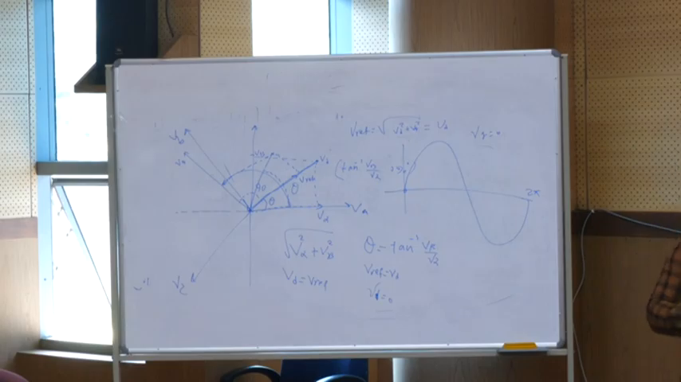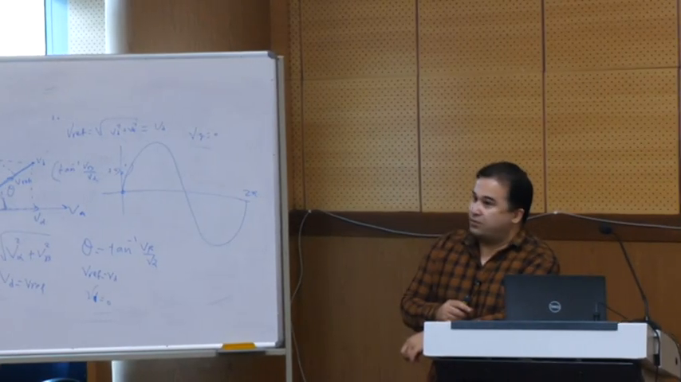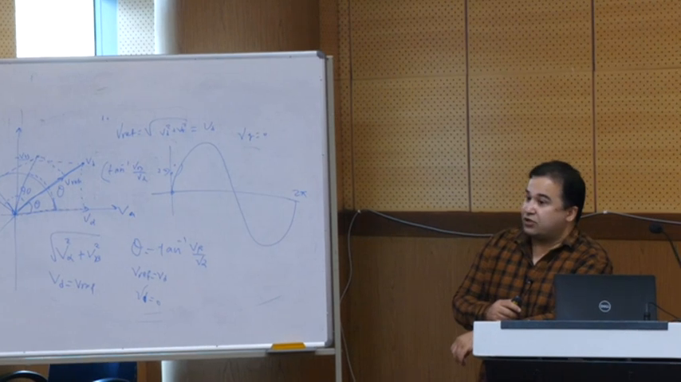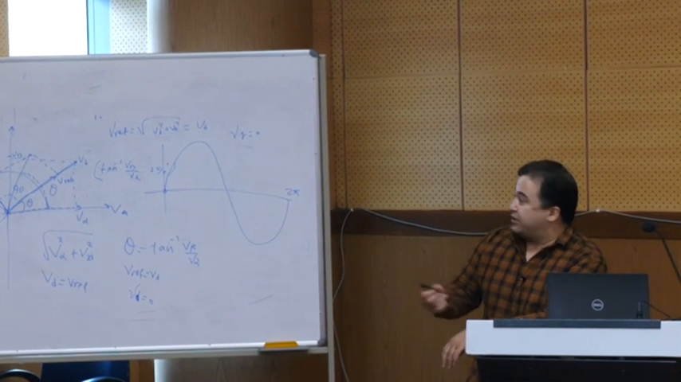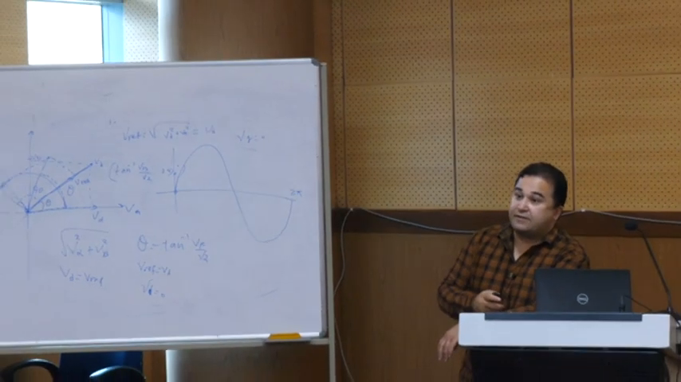Here VD and VQ are decoupled. No, they are coupled, but later you can actually decouple it. But here you see, they are actually 90 degrees different. Theta is 90 degrees.